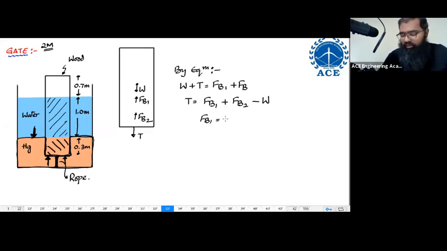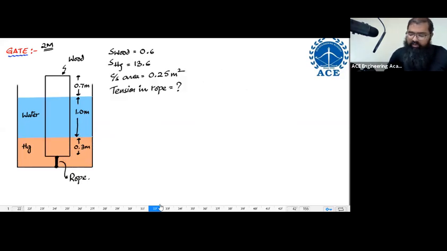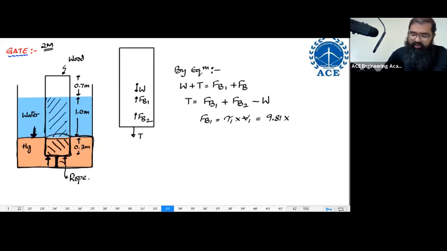Now what is the value of FB1 supposed to be equal to? FB1 is supposed to be equal to gamma of fluid 1 multiplied by volume of fluid 1 displaced. What is this value equal to? Gamma of fluid 1 is equal to 9.81 kilonewtons, multiplied by volume. Volume is equal to cross section area multiplied by height. I gave you previously, cross section is 0.25, height is equal to 1 meter. Therefore 0.25 multiplied by 1 meter. You will get the value of FB1 from here.